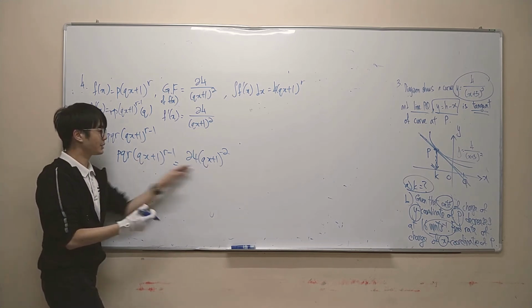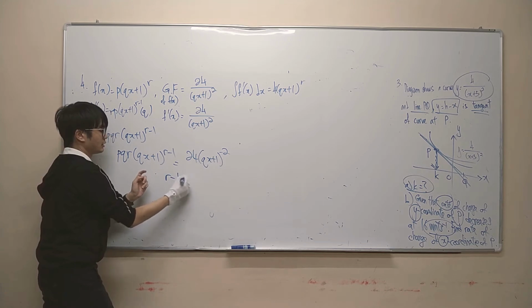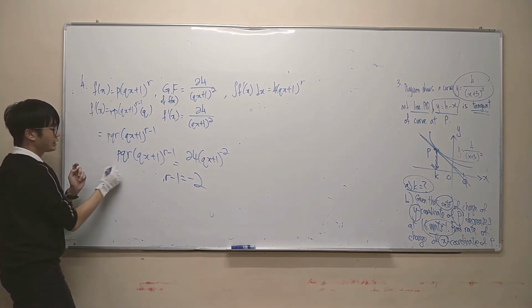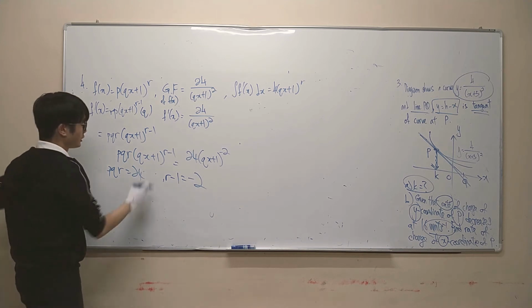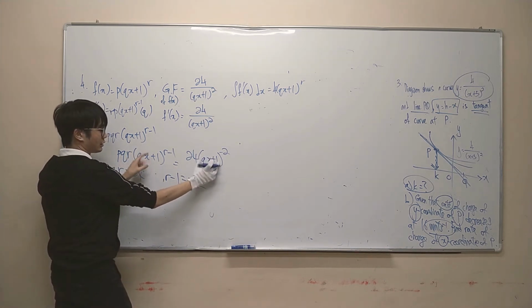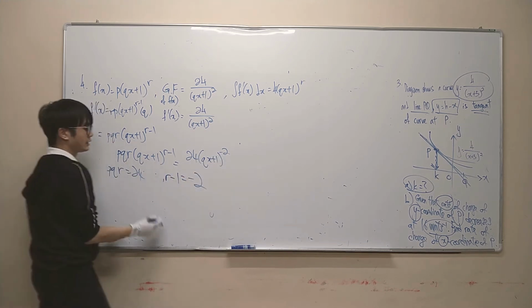qx + 1, qx + 1, and then r minus 1 equals to what? Negative 2. And then pqr equals to what? 24. Do you understand? I repeat again. qx + 1 and qx + 1, and then 24 equals pqr, and then r minus 1 equals negative 2.